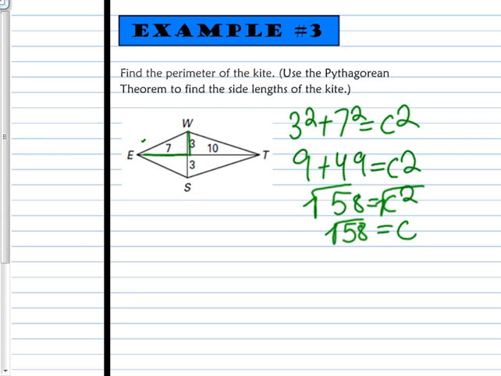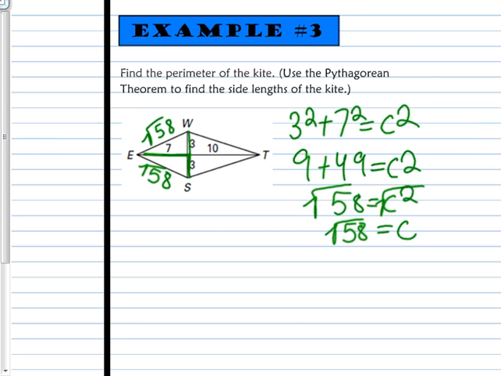So this is the square root of 58. And I can't factor that out anymore. If you use a calculator, you can figure out what it is. It's going to be somewhere between 7 and 8. Okay? So that's the square root of 58. But ES is also the square root of 58 because it also has a 7 and a 3.